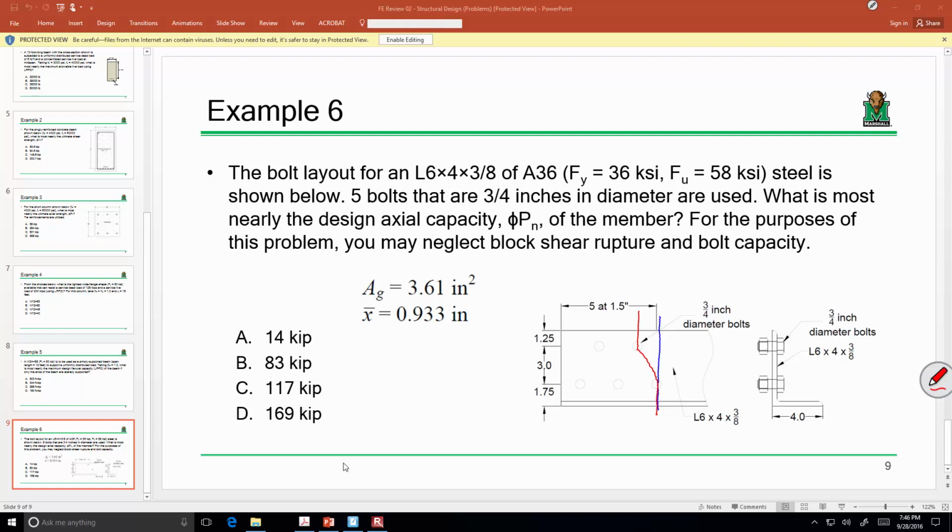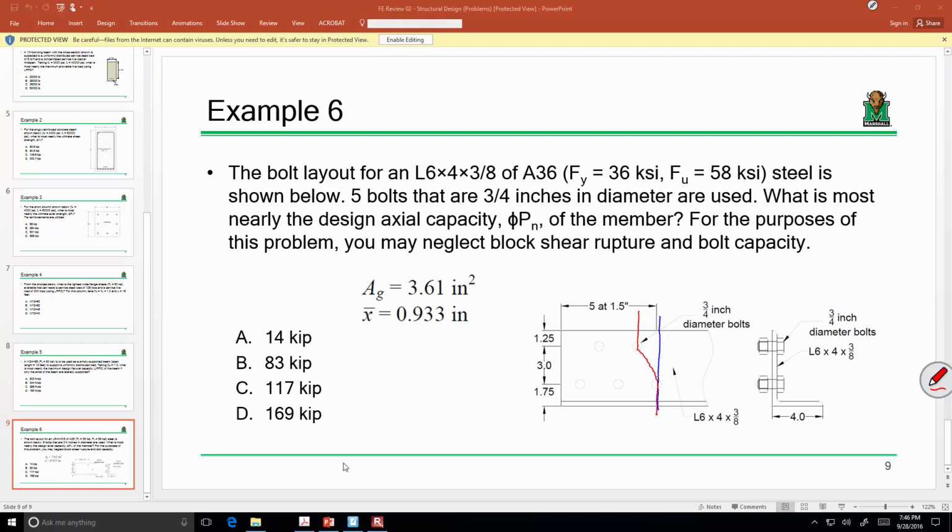Okay? Now, for this problem, because it's an angle, you had to be given some additional properties. One of these properties is the gross area. Cutting a section, what is the area of that angle? You had to be given that. And you had to be given a centroidal distance. You need that for a shear lag factor that you'll see here in a second.